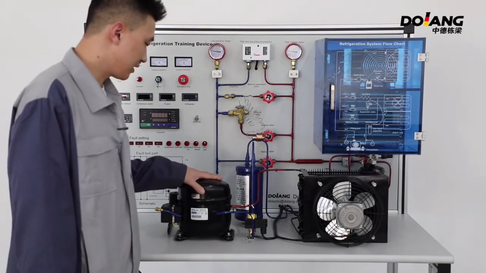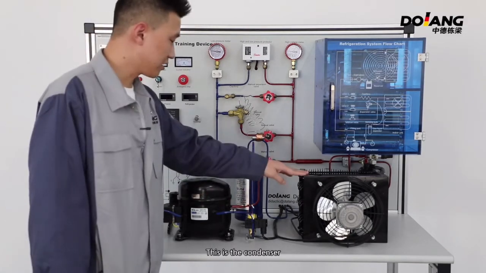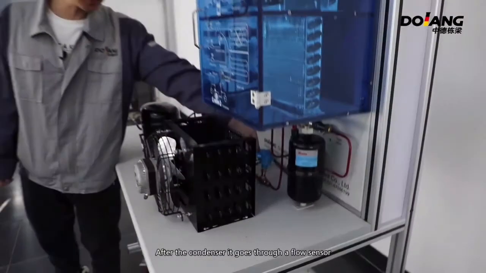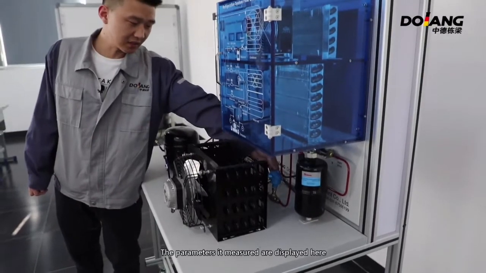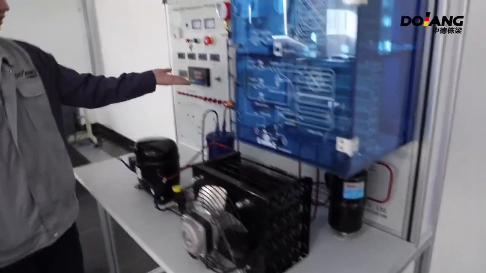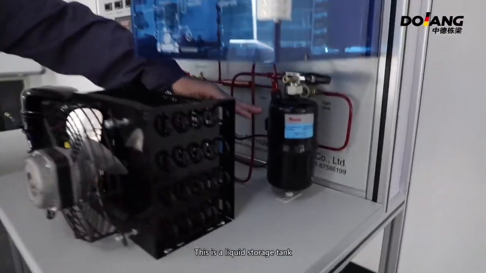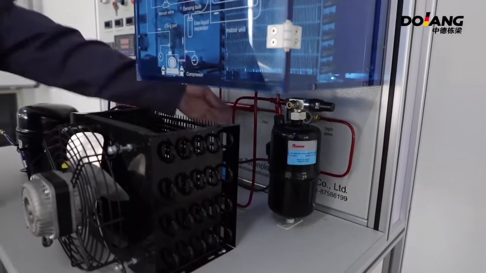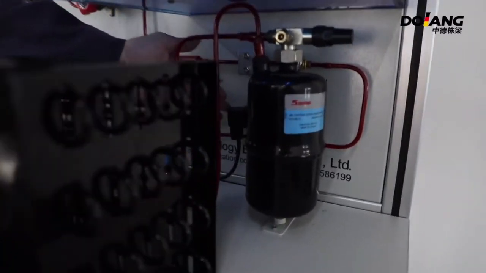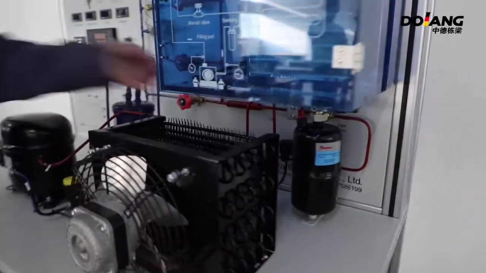This is the compressor. After the compressor comes the solenoid valve. This is the condenser. After the condenser, it goes through a flow sensor. The parameters it measured are displayed here. This is a liquid storage tank. Going down further is a solenoid valve. The solenoid valve plays the role of on-off of the circuit.